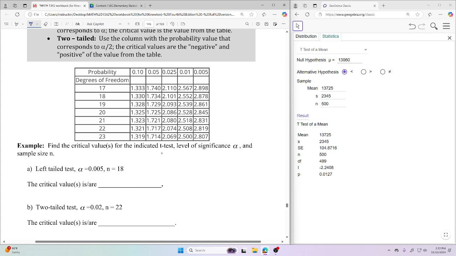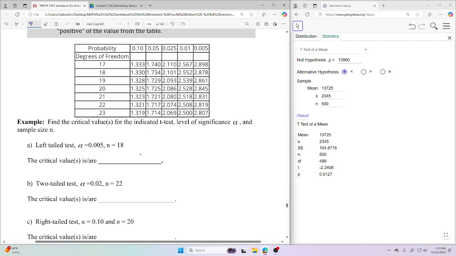Okay. So we have a left tail test. Alpha's this, N is that. Go. All right, now I'm scared. I thought it'd be easy. Well, I don't want to use tables. I want to show you how to do it regardless of the table, because tables are not always there for us.